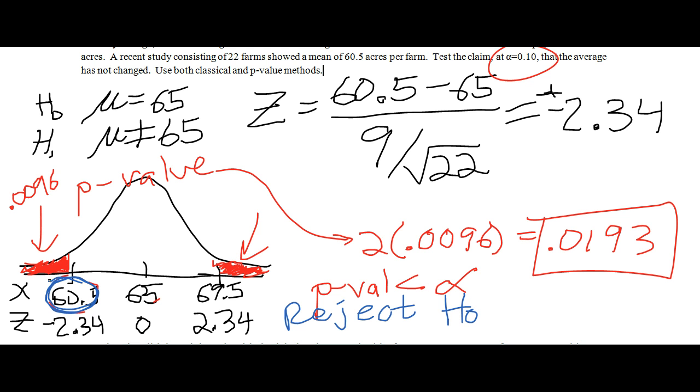And that's what a p-value is. A p-value is a probability, and it's the probability of getting a value such as we get assuming the null hypothesis is true.